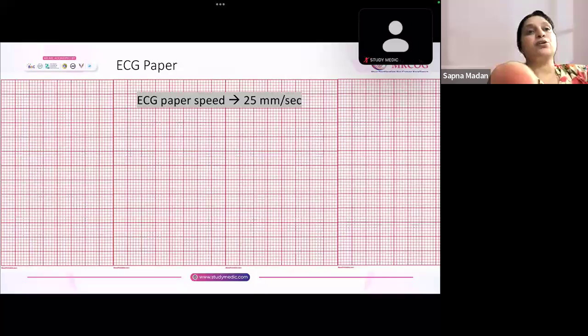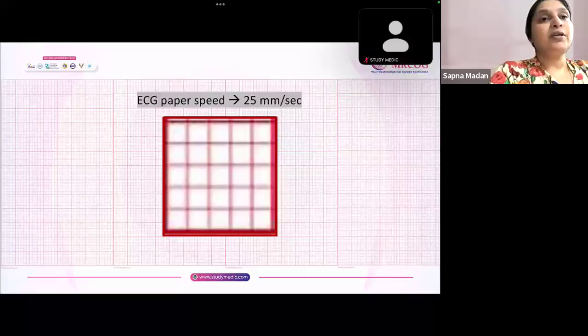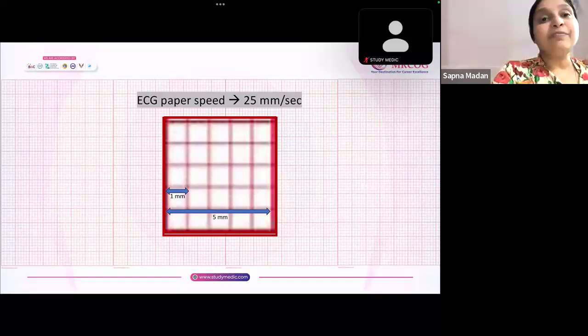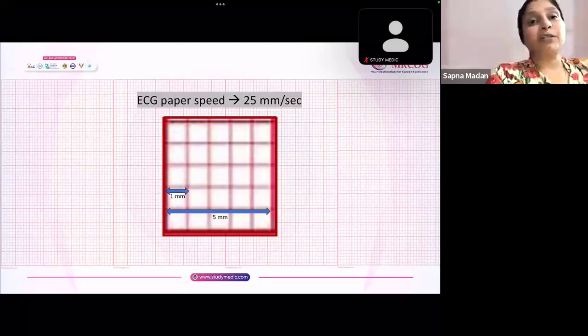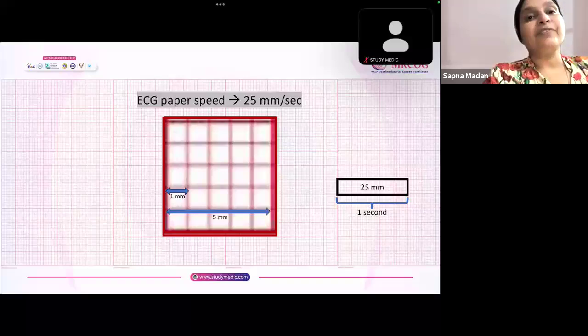Now let us focus on this large square. It has 5 small squares in it, and each small square is around 1 millimeter. So the entire box is 5 millimeters, with 5 small squares. Five such large squares will be 25 millimeters, and we are moving 25 millimeters per second. So 1 millimeter is one small square.